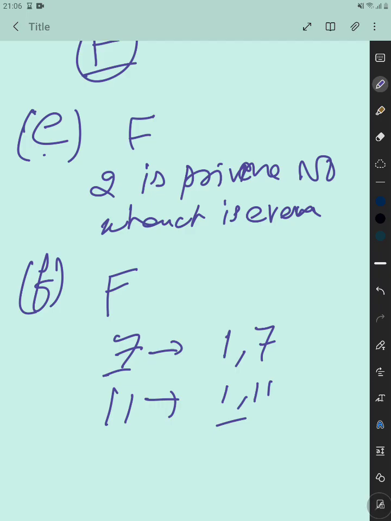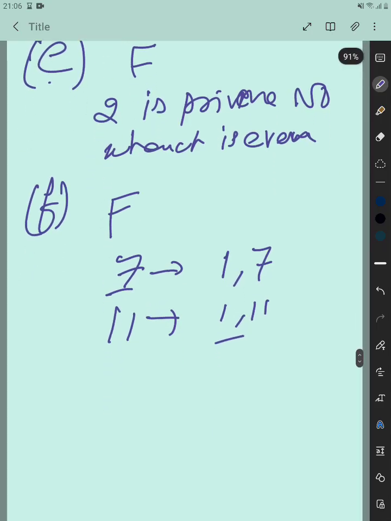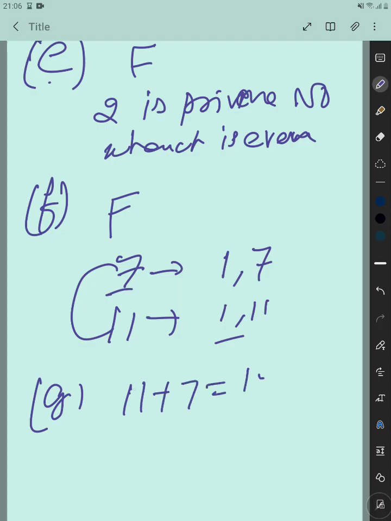Now G: the sum of two prime numbers is always even. Okay, this is not true. It is saying that the sum of two prime numbers is always even. It is not always even, but most of the time it is even. For example, these are two prime numbers: 11 plus 7, this will be 18. This is even. But you know that 2 is also a prime number.